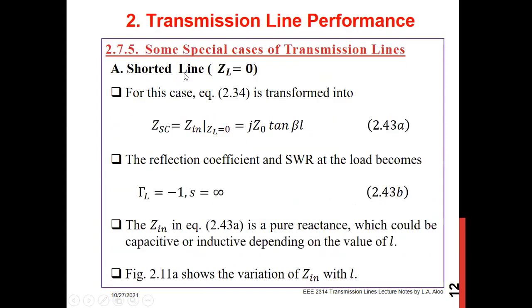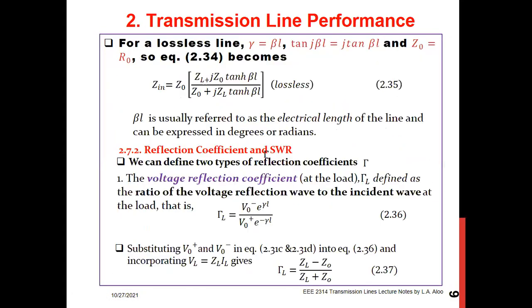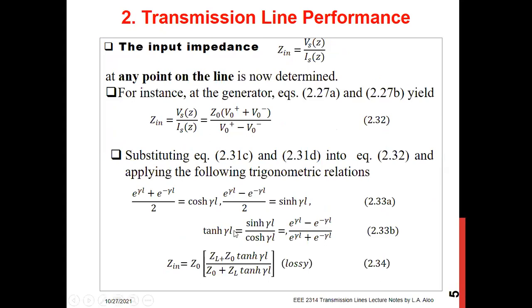Now let us have a look at some special cases of transmission lines. The first case that I want us to have a look at is a shorted line. When the transmission line is shorted, it means that at the load, we have removed the load and connected a short circuit. So we can always go to equation 2.34 here.